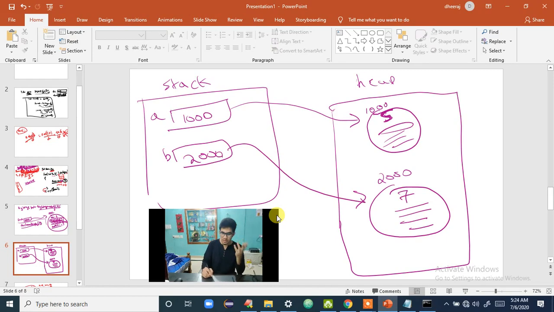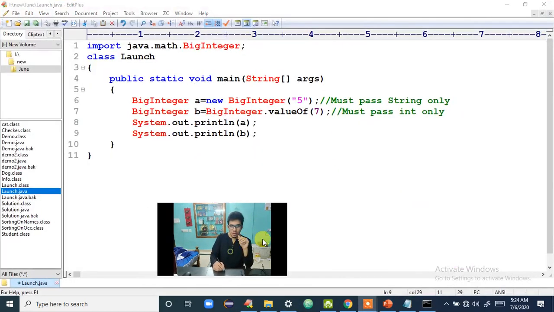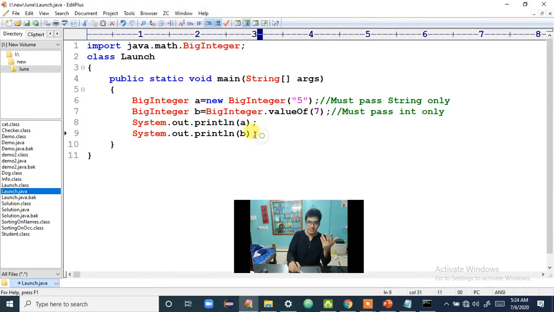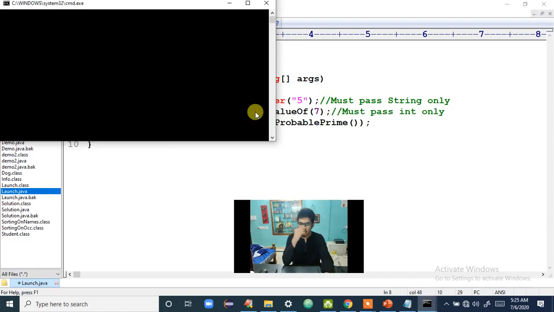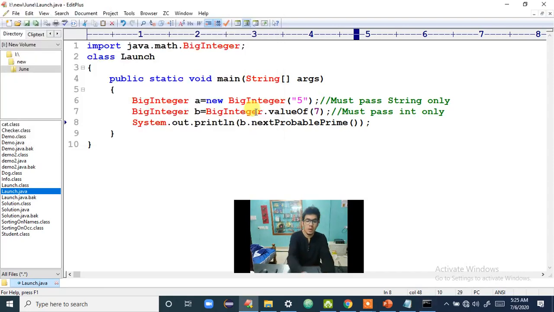Now, since you understood the memory diagram, I'll tell you how to call the other methods. Watch here. One of the methods which you have seen is a.multiply, or let's say the next prime number, next probable prime. I can use it like this: b.nextProbablePrime. For this method you don't have to pass anything. From b, what's the next prime number? What's the b value? 7. So from 7, what is the next prime number?